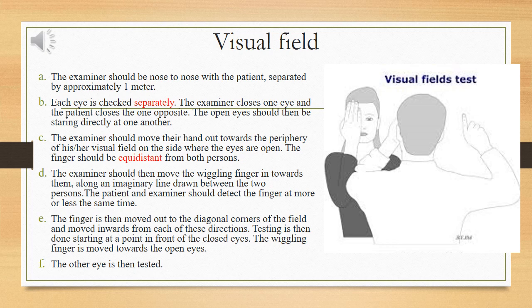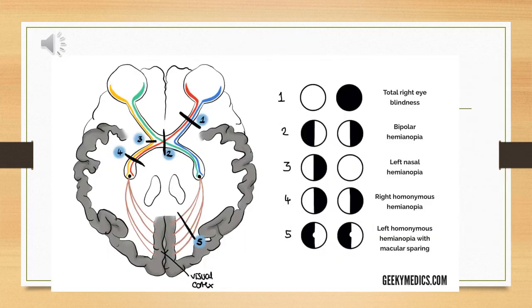After that, the finger is moved to the diagonal corners of the field and moved inwards from each of these directions. Testing is then done starting at a point in front of the closed eyes. The wiggling of the finger is moved towards the open eyes, of course. In the same way, examine the other eye and record if there are any visual field defects. Here are some examples of visual field defects.